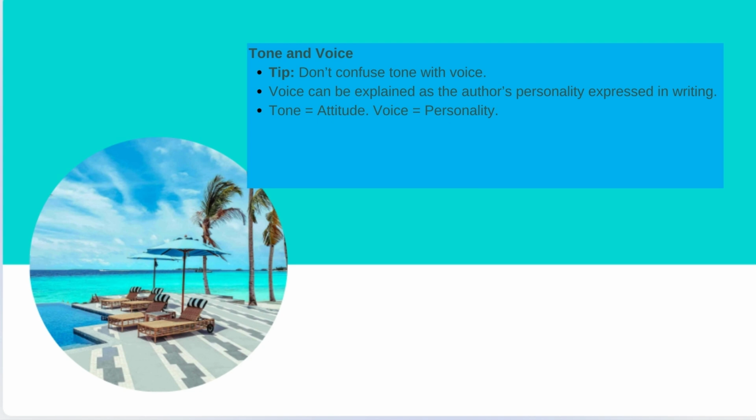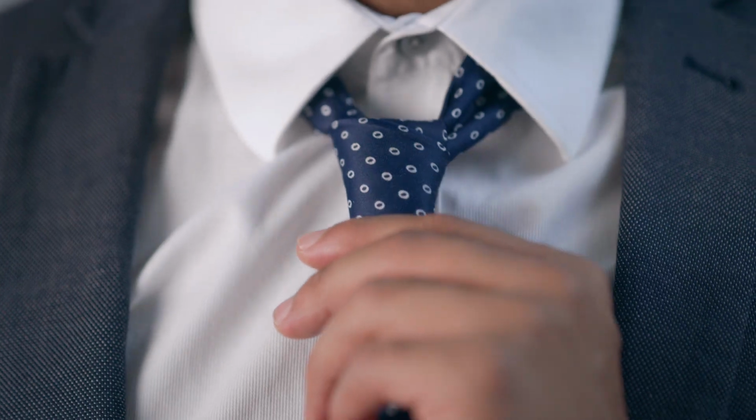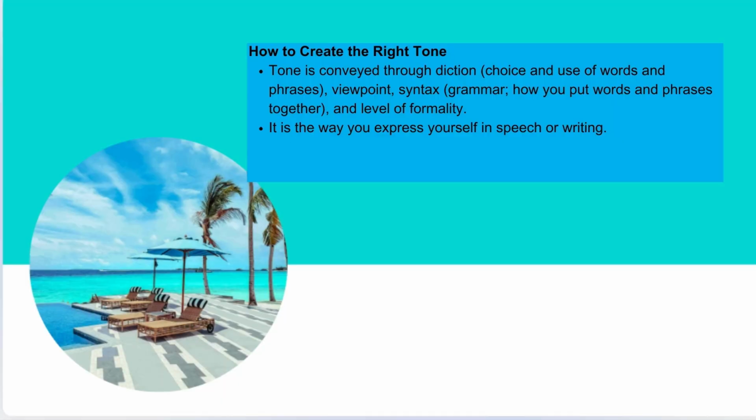How do writers get it right? How do they create the perfect tone? Well, tone is created through word choices or diction, sentence structure, POV or point of view, and even how formal or informal they sound. It's kind of like choosing your outfit for the day. You dress differently for a job interview than you would for a day at the beach, for instance. So writers adjust their tone in the same way.